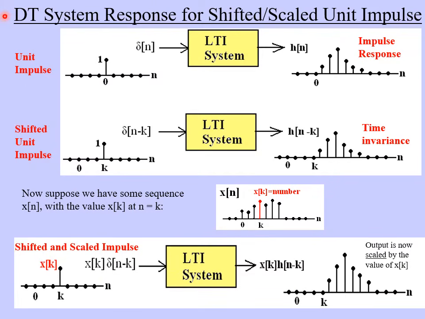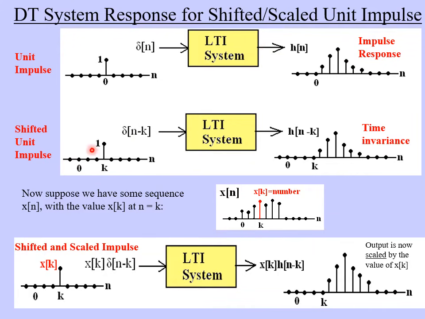So we can do a little bit more with this impulse. In fact, we can learn more when we scale or shift the impulse and look at the scaled and shifted impulse response. To see what I mean here, remember, this is what we just showed in the last slide. Here we have a unit impulse, delta of n, and that goes into the system, and then the output of the system is h of n, which is the impulse response.